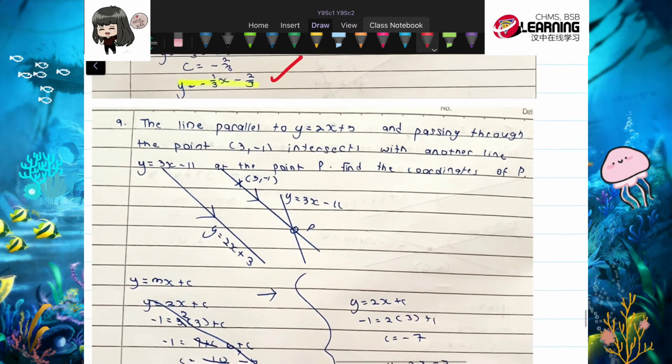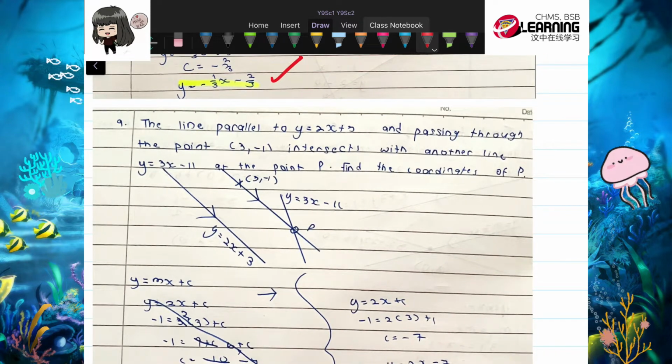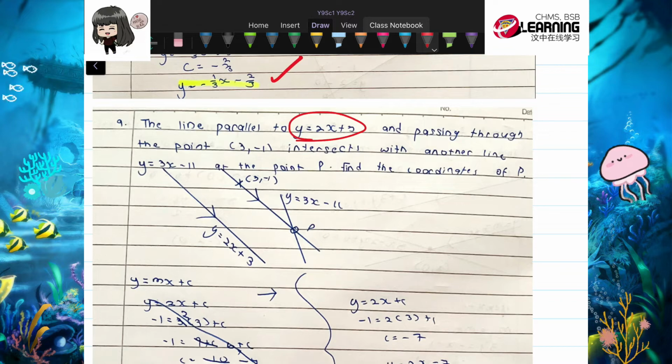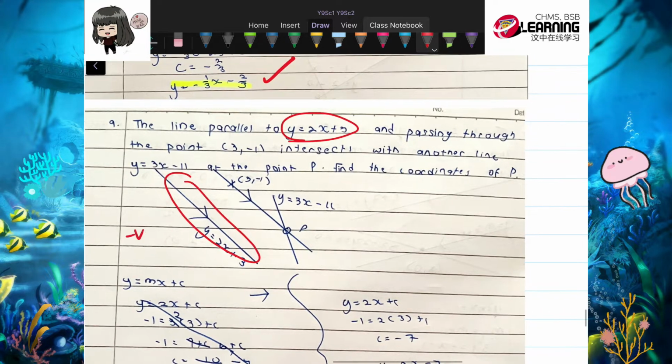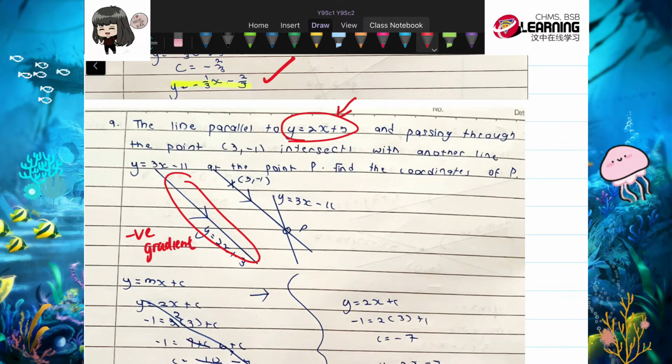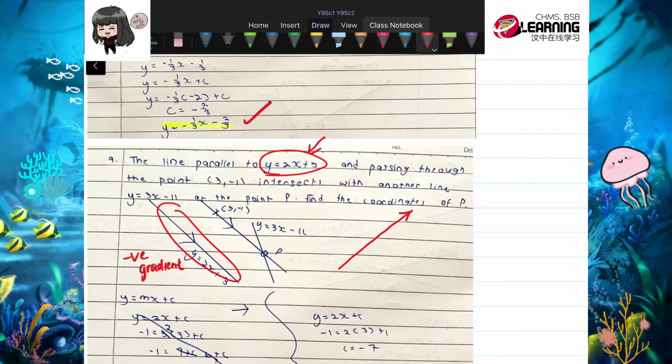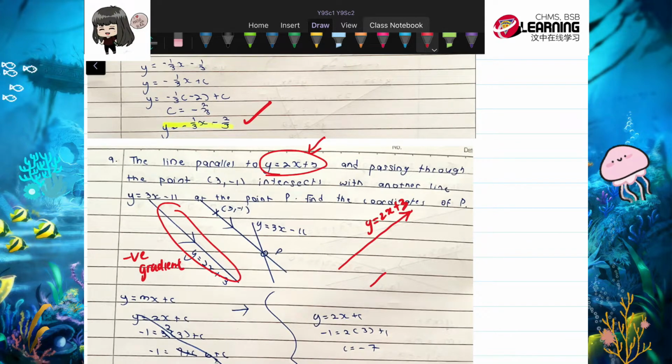I would want you to do a bit of a correction, especially when you want to draw or sketch, or draft out the line y equals 2x plus 3. It's not always a line going down. When the line is going down, it means it's a negative gradient. But here it says y equals 2x plus 3, so it goes up like this. And it's parallel to this line y equals 2x plus 3. So it's supposed to be like this.